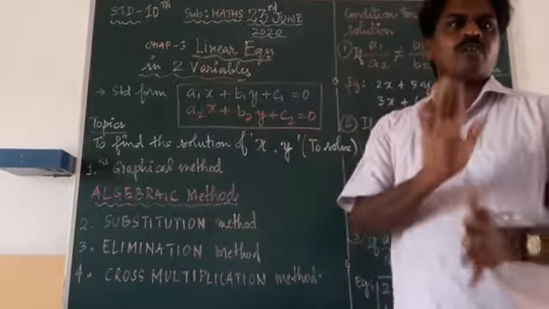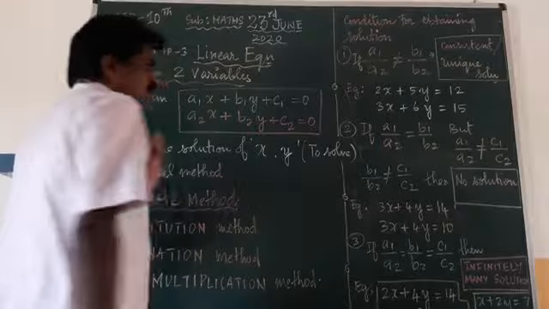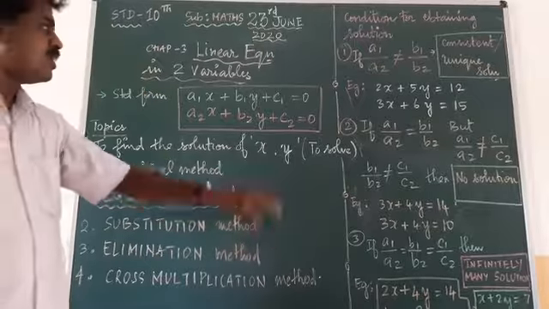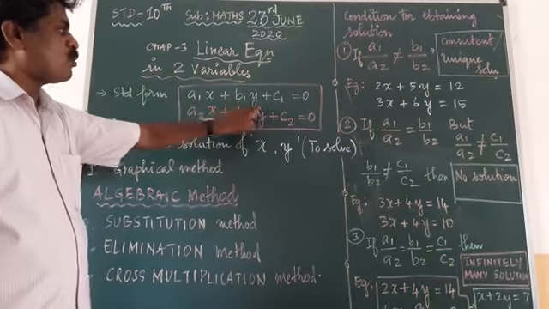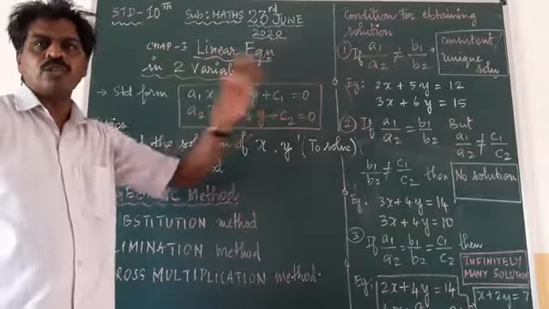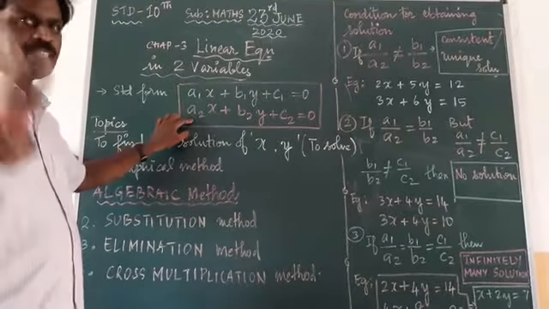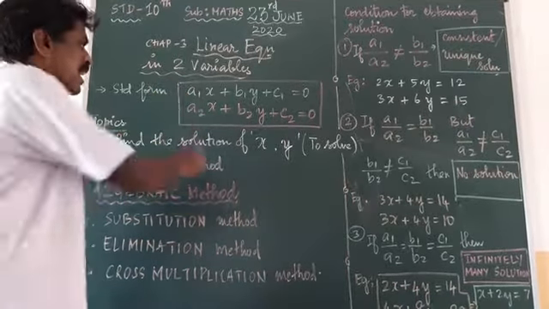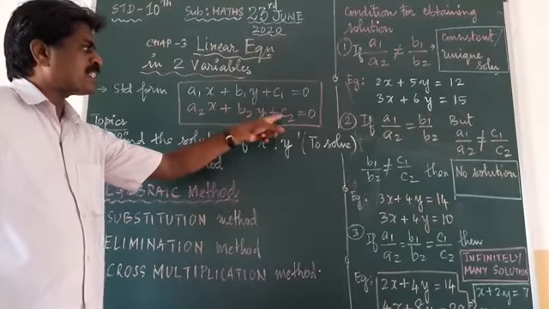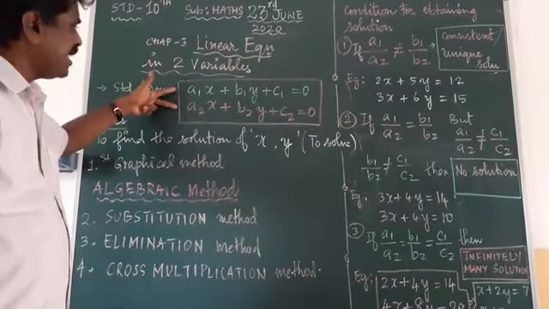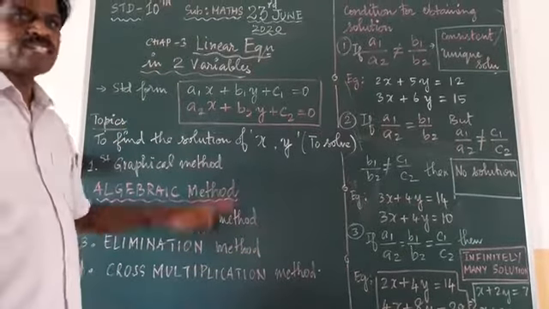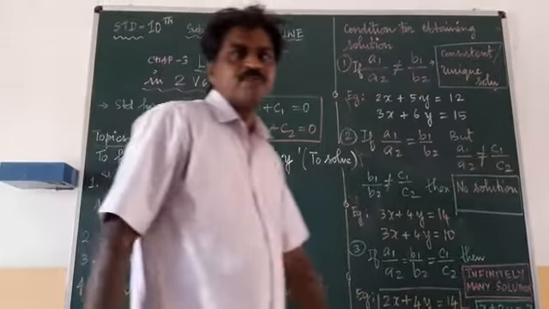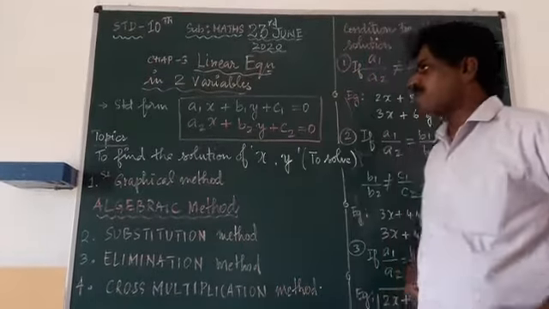In different forms you are going to do it. Our standard form of writing a pair of linear equations in two variables, a pair meaning two equations, is a1x plus b1y plus c1 equal to 0. The second equation, a2x plus b2y plus c2 equal to 0. The variables will be x and y, only the coefficients will change. Pair means two, so we are writing it here. That is your standard form of linear equations.